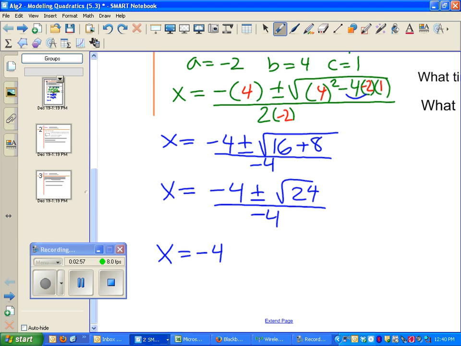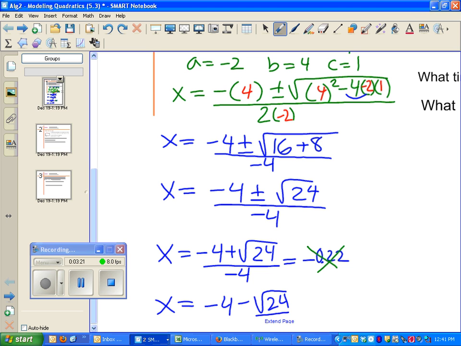So I have negative 4 plus the square root of 24 divided by negative 4, and that is equal to negative 0.22, which we can't go back in time, so that is definitely not a solution to our problem. So the next one is negative 4 minus the square root of 24, all divided by negative 4. And so when we simplify that, we get 2.2 seconds approximately. So in about 2 seconds, the ball is going to reach the ground.